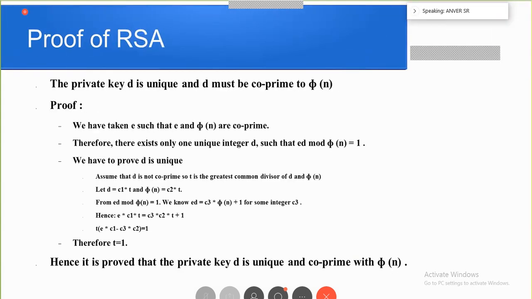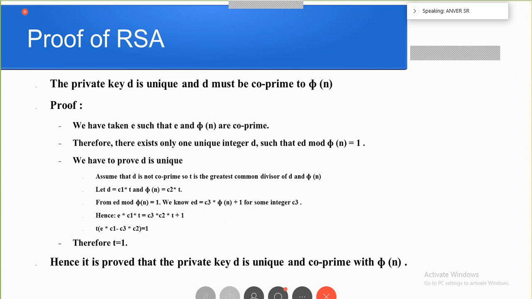We have taken E such that E and phi of n are co-prime. So there exists a unique integer D such that ED mod phi of n is equal to 1. Then assume that D is not co-prime. Here we are going to prove that D is co-prime to phi of n, and that it is unique. That is what we have to prove.